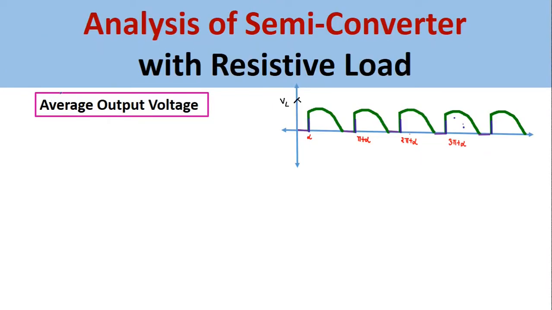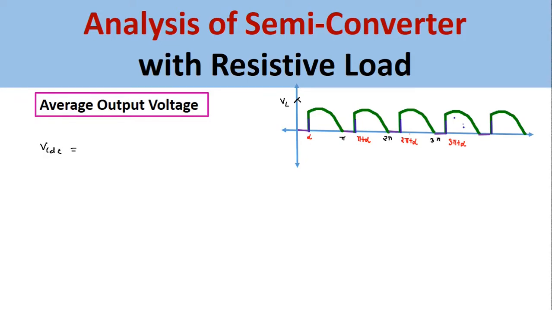First we are going to derive average output voltage. It is given by VLDC. This is the load voltage waveform for the semi converter with resistive load. Here we can see that we are getting the output from alpha to pi. Then we are again getting the output from pi plus alpha to 2 pi. Again the output comes from 2 pi plus alpha to 3 pi.